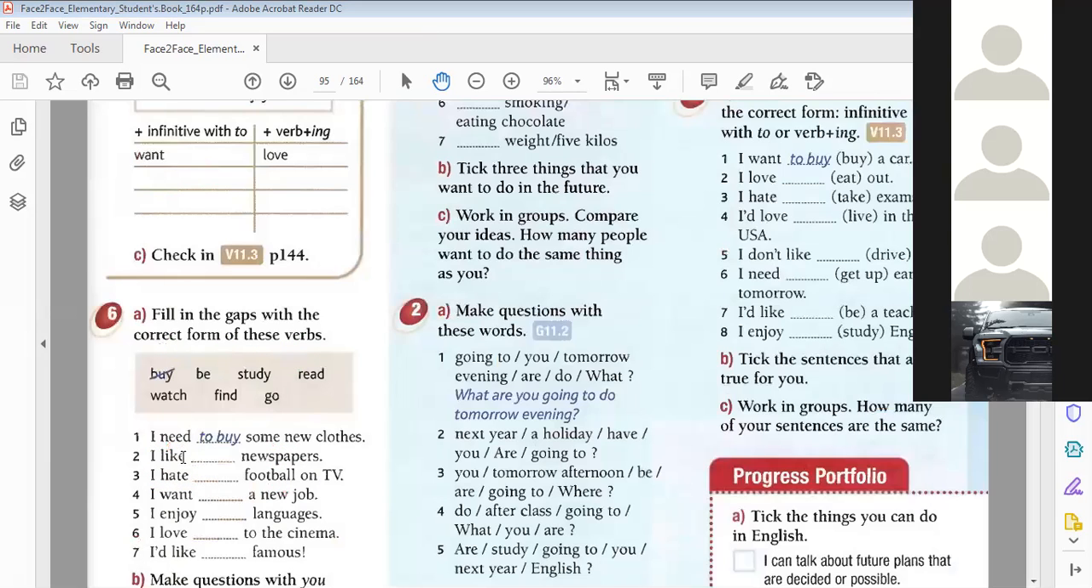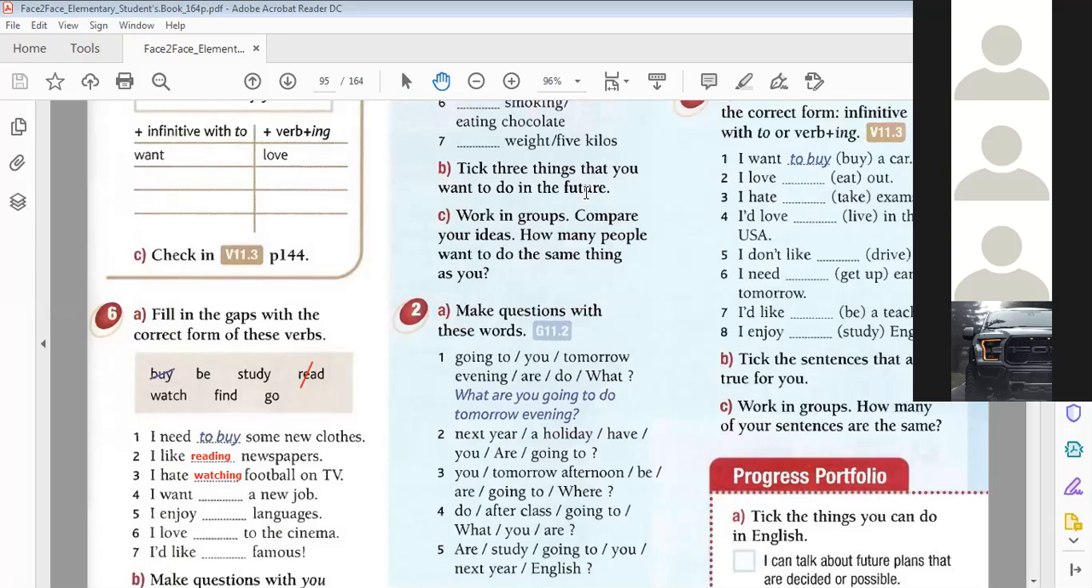What about number 3, Hannah? What do you think? I hate watching football on TV. Good. I hate watching football on TV. All right, Selma, what about number 4?